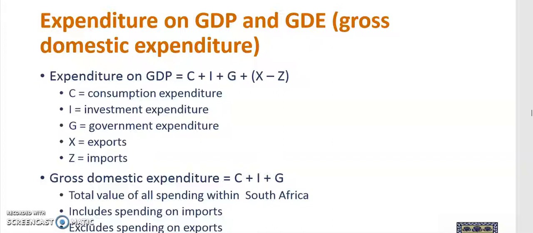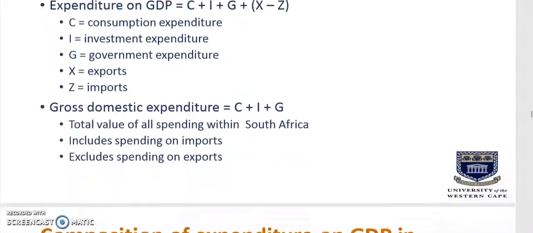Gross domestic expenditure, on the other hand, is equivalent to C plus I plus G. That is the total value of all spending within South Africa. It includes all the spending on imports and excludes all exports.